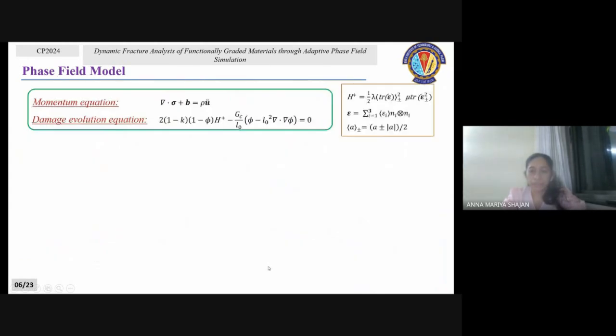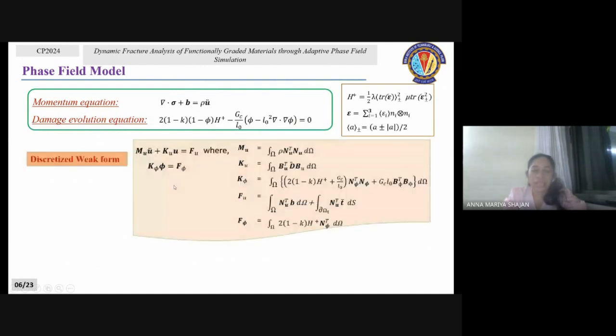So in the phase field model, this is the discretized equation, you will be having the momentum equation. This is the governing differential equation, that is the momentum equation and the damage evolution equation. So this is the discretized weak form. So you'll be having two equations. We will solve these two equations in an alternate manner.